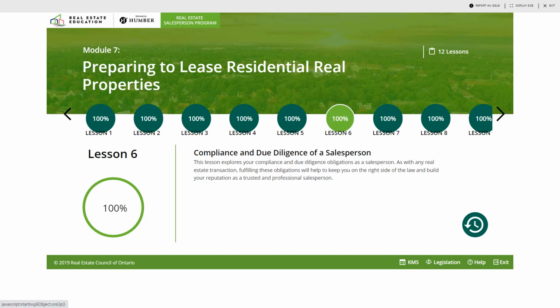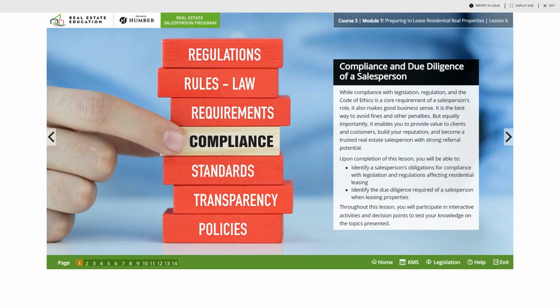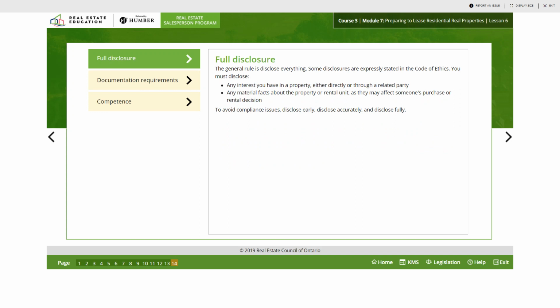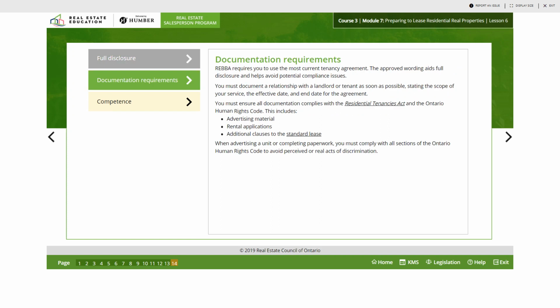Lesson 6. They talk about compliance and due diligence of a salesperson. Full disclosure: the general rule is to disclose everything. Some disclosures are expressly stated in the Code of Ethics. You must disclose any interest you have in a property, either directly or through a related party, and any material facts about the property or rental unit, as they may affect someone's purchase or rental decision. To avoid compliance issues, disclose early, disclose accurately, and disclose fully.